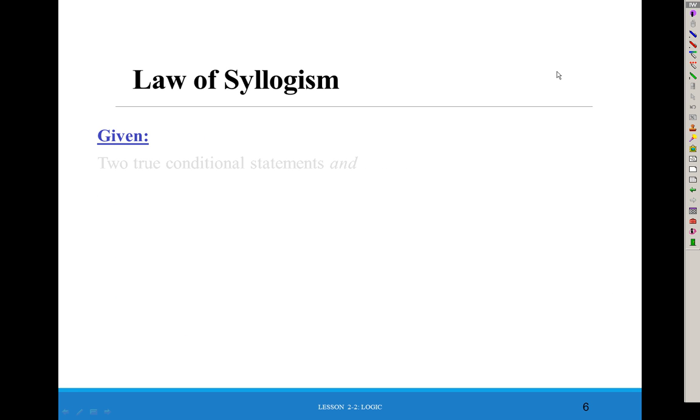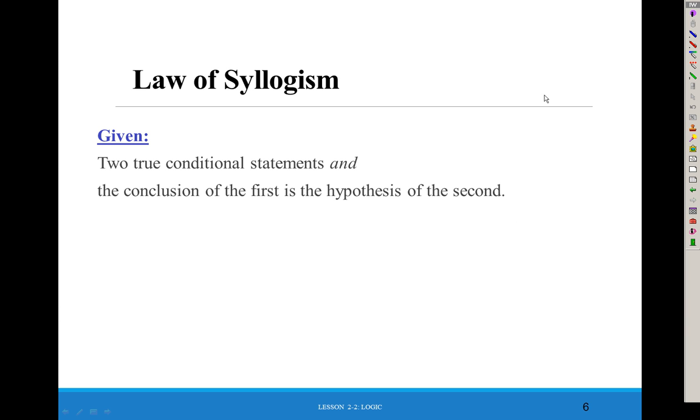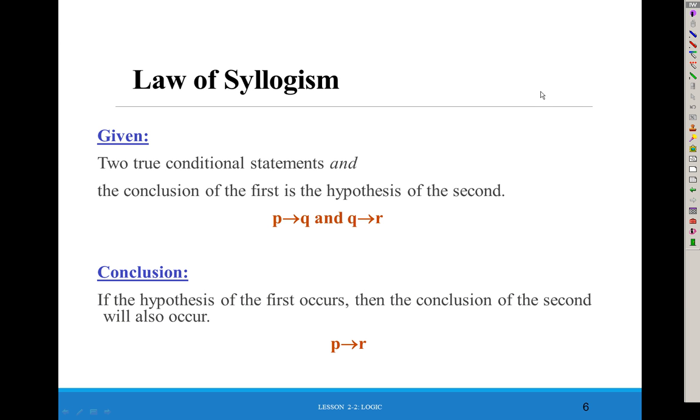The law of syllogism has two true conditional statements, and the conclusion of the first is the same as the hypothesis of the second. Now that might look a little bit strange the way that's worded, but it's basically like this. If P leads to Q and Q leads to R, so the first thing leads to the second thing, and the second thing leads to the third thing. Well, guess what? That means that the first thing leads to the last thing. One leads to two, two leads to three, so that means that one leads to three. If P goes to Q and Q goes to R, then P goes to R. That's syllogism.